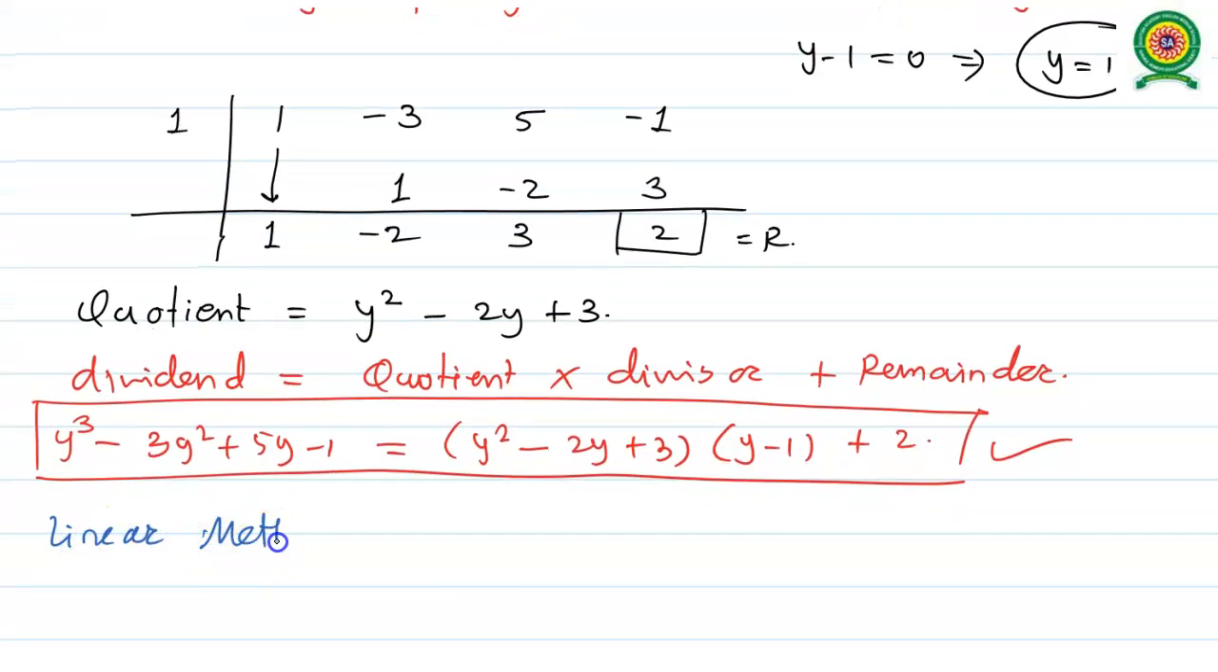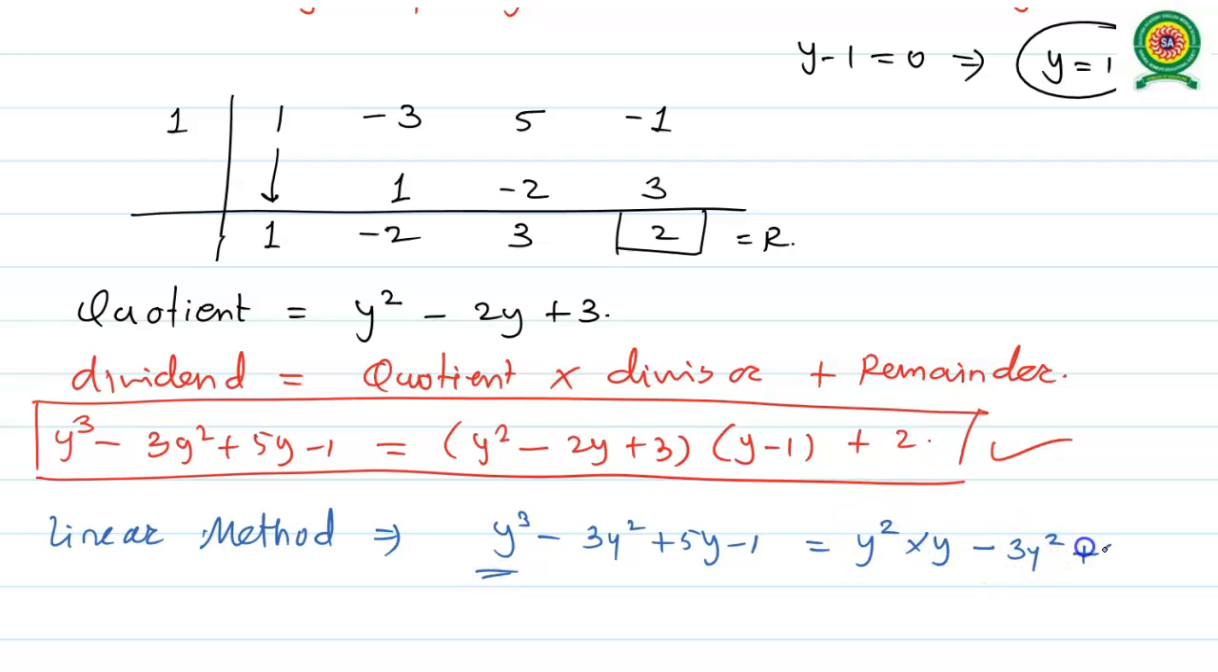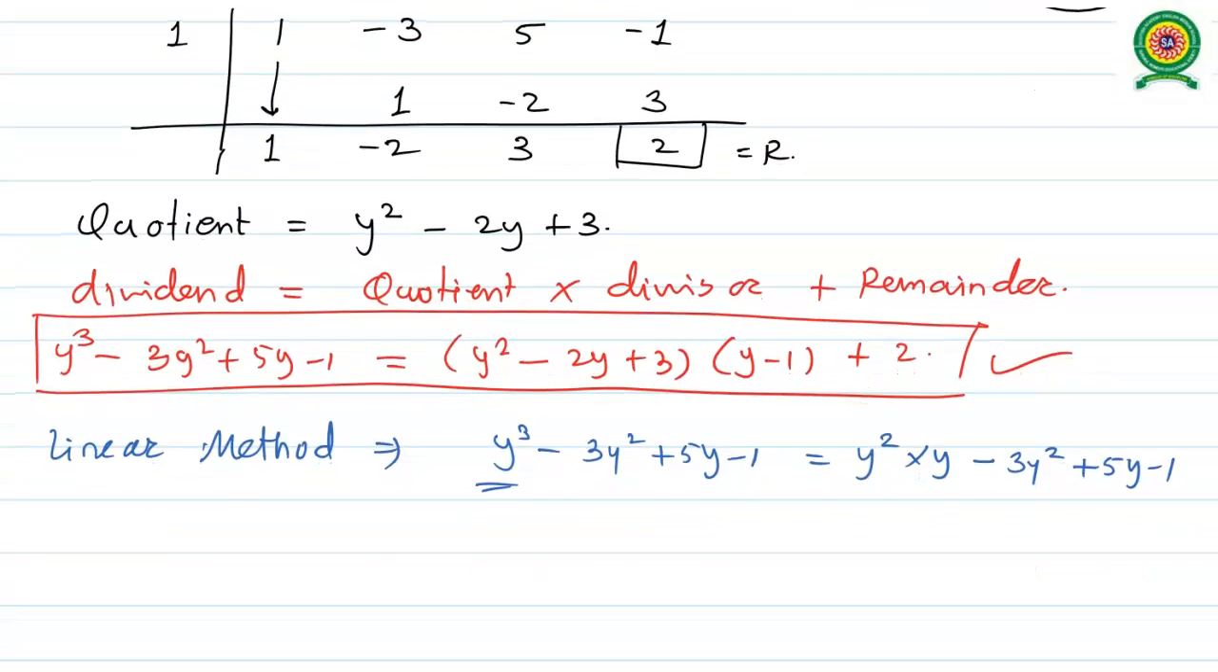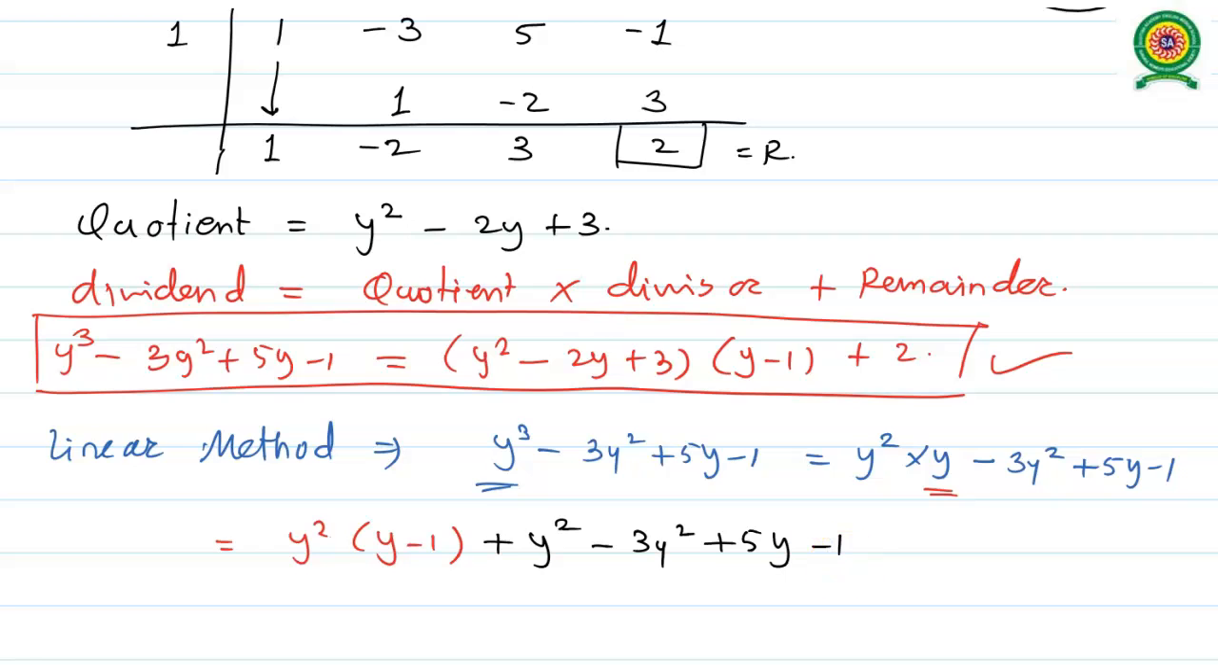As per the linear method, we have to adjust the divisor in the dividend polynomial. Dividend polynomial is y cube minus 3y square plus 5y minus 1. So we can split y cube as y square into y, minus 3y square plus 5y minus 1 as it is. Now we can replace this y by the divisor polynomial y minus 1, so that dividend equals y square into y minus 1. Once we distribute this y square over the bracket, we get y cube minus y square. So to adjust the minus y square, we make a positive y square, minus 3y square plus 5y minus 1 as it is.